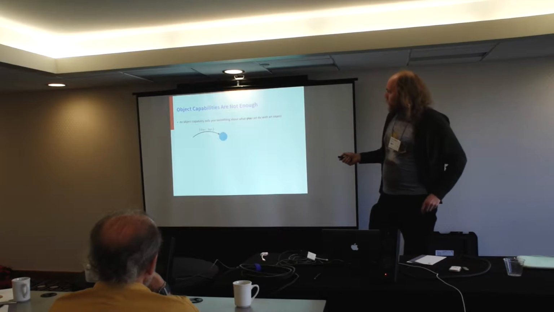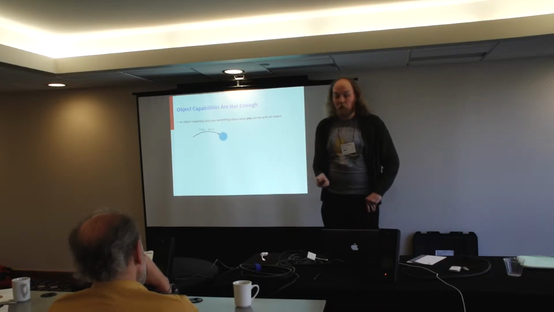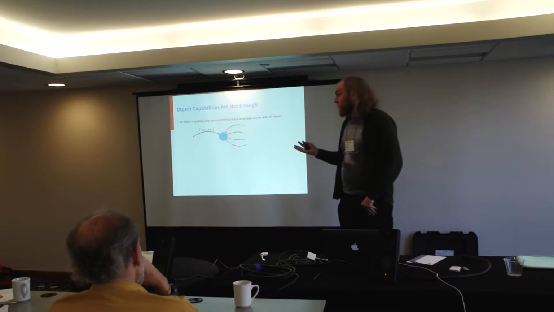So the object capability tells you something about what you can do with an object. You know that you can call the foo and the bar operation on this object, and that's what you know. But you don't know anything about what anyone else can do concurrently.